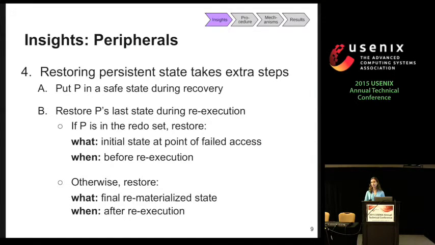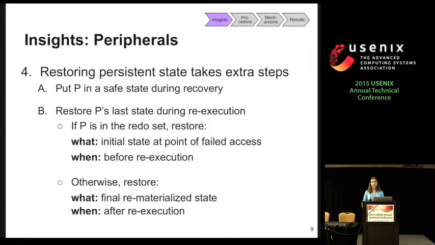Then, when we actually come to do re-execution, we need to make sure that its state is restored appropriately. And so if it's in the set of peripherals to redo, we want to restore for it the state that it held at the point of the failed access, because that way everything will be as it was during the original execution when we do the re-execution. But if it's in the set of peripherals to rematerialize, we want to instead leave it in its safe state for the duration of redo mode.